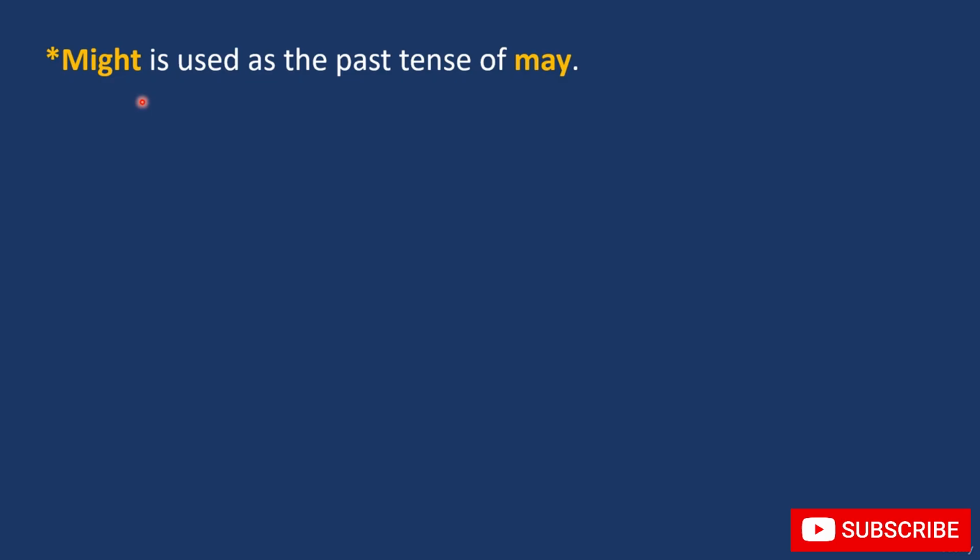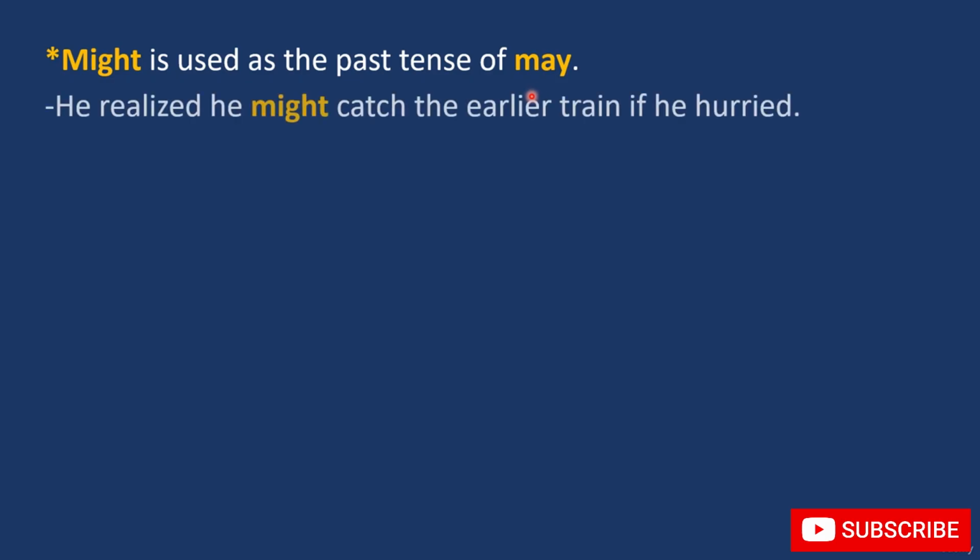What about might? Might is used as the past tense of may. He realized he may or might. Yes, this is past, so I have to use might. He realized he might catch the earlier train if he hurried.